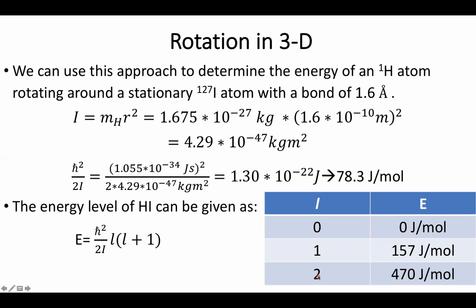Then when we go to an L of 2, well, now what we end up having is 2 plus 1, so this is 3 times 2, so 6. So 6 times this original separation value, roughly around about 500 joules per mole, about half a kilojoule. However, it's worth noting that this is now pentuply degenerate, as I can have an m sub l of -2, -1, 0, +1, or +2.